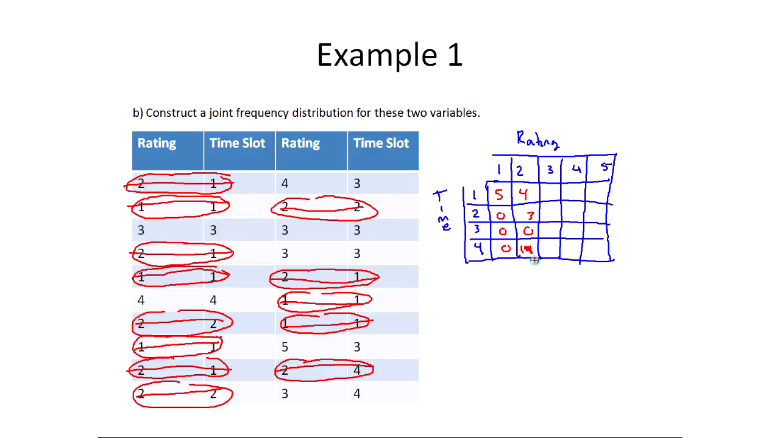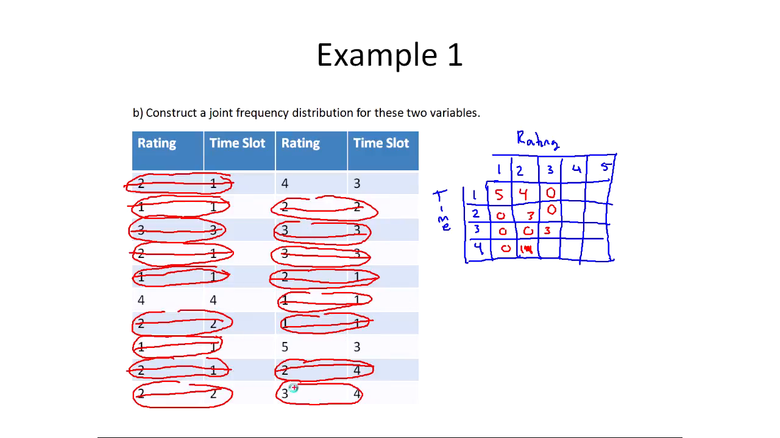Okay, so now I'm going to do the same thing with ratings of 3. Circle all the ratings of 3. So 1, 2, 3, 4, and see how these broke down. Now, ratings of 3, I don't see any for time slot 1. Let me double check. Rating of 3, rating of 3, rating of 3. None for time slot 1. I don't see any for time slot 2 either. So this would be a 0, this would be a 0. Now for time slot 3, I see 1, 2, 3.